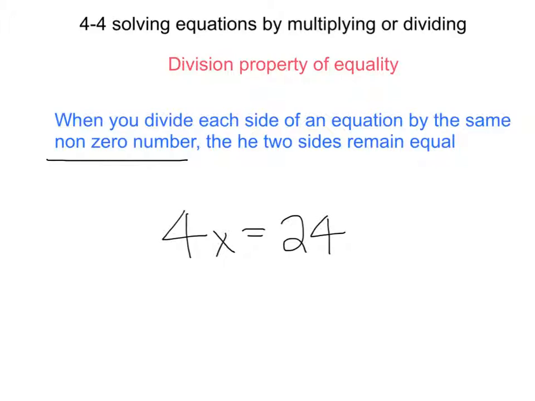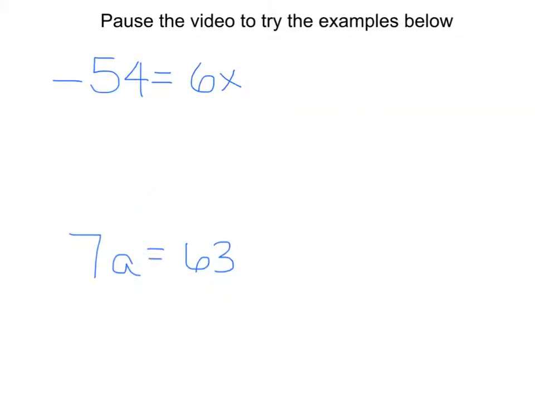So in this example we have 4x equals 24. If you divide this side by 4, 4 divided by 4 is 1, so they cancel out, but you have to divide this side by 4. So whatever you do to one side, you have to do to the other side. Pause the video to try a few examples below.